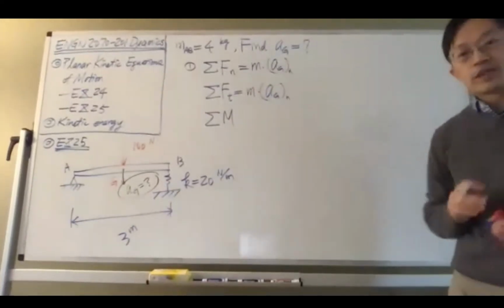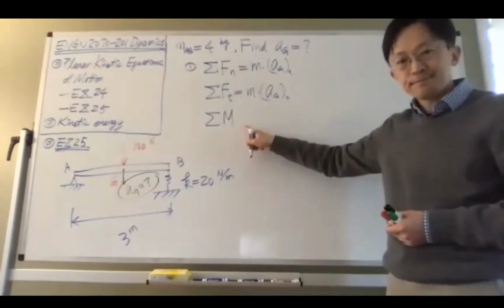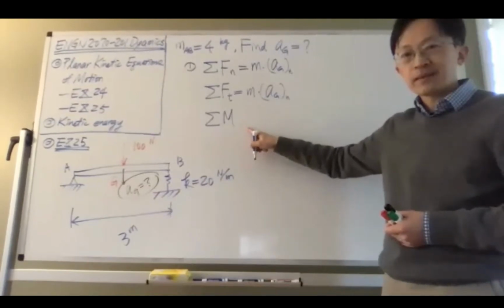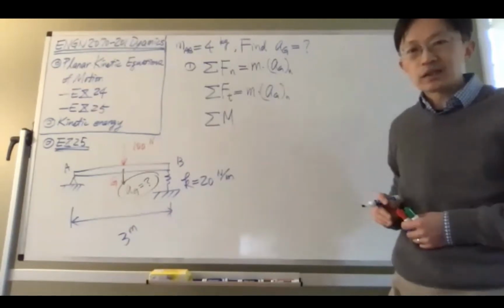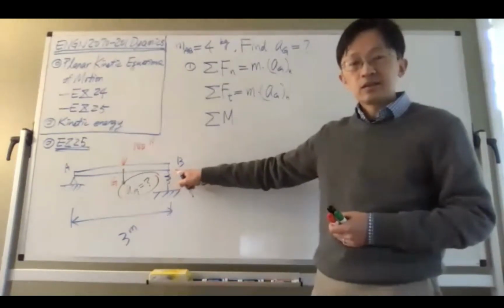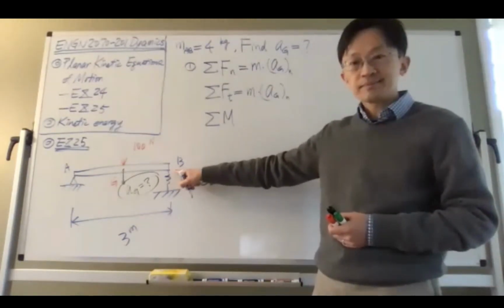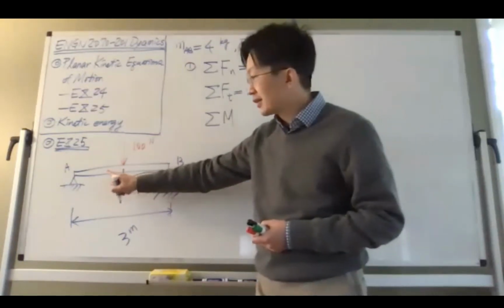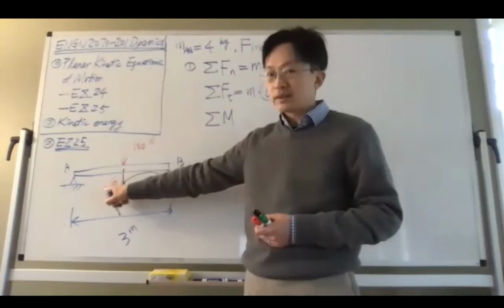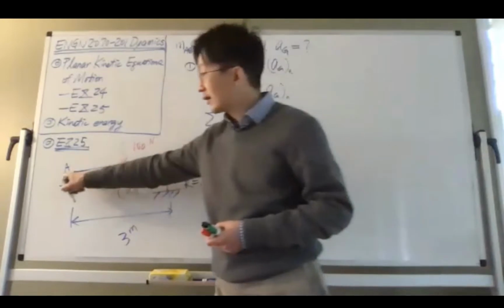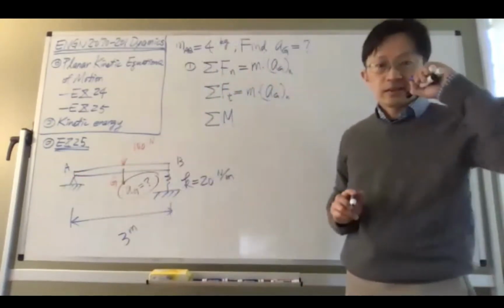Now here you have to be careful. Which point should we choose? Where should you choose to take the moment equilibrium? Where do you think we should choose? Should we choose B to take moment equilibrium? Or should we choose G, center of gravity, for taking moment equilibrium? Or should we choose A? Where should we choose?